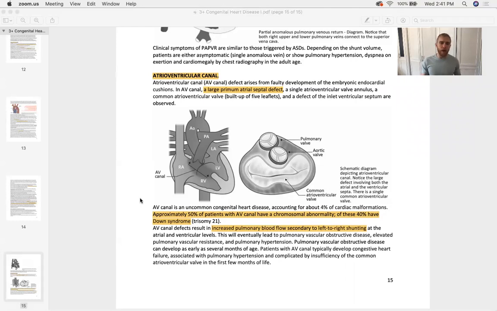So not just Down, but Turner, Patau, Edwards. If she wants to give you something with a name on it as a syndrome, it's chromosomal abnormality, and AV canal is highly associated with those. You're going to see increased pulmonary blood flow secondary to left to right shunting, and that last sentence ties up this entire SDL. Increased pulmonary flow due to left to right shunting.